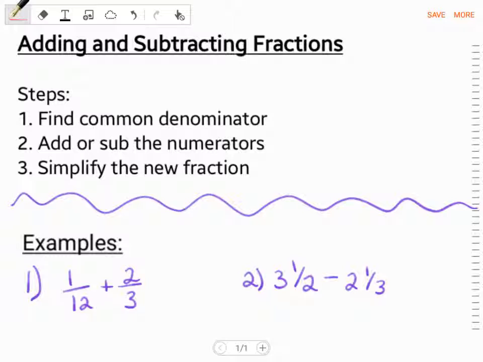After that, you can add or subtract the numerators, whichever one it is you're supposed to be doing, and then you simplify the new fraction. So let's work through a couple of examples here.